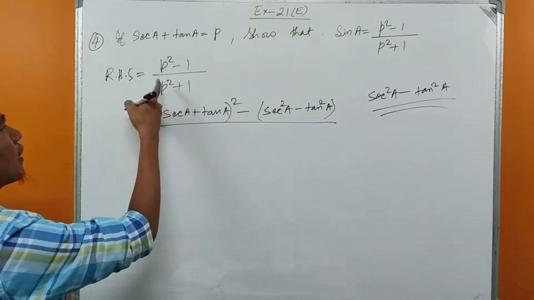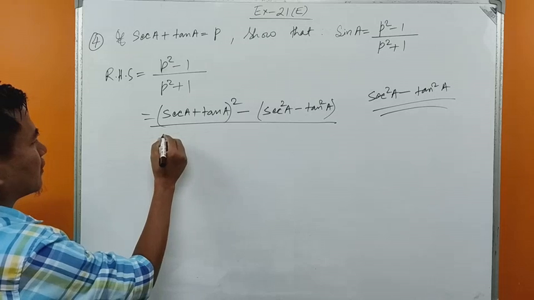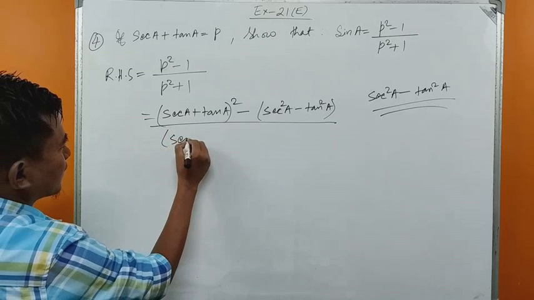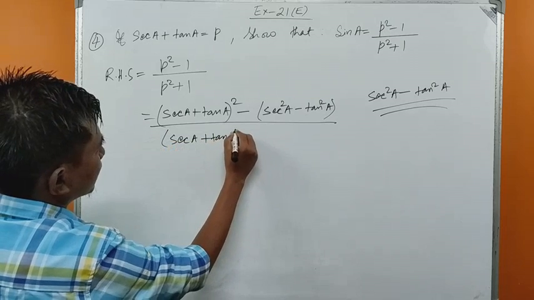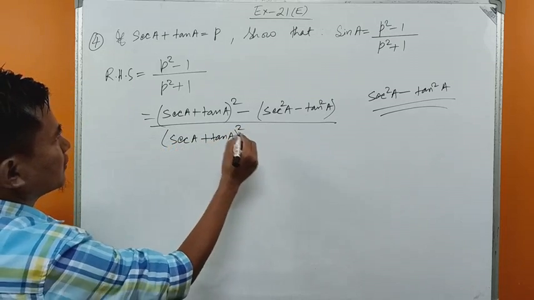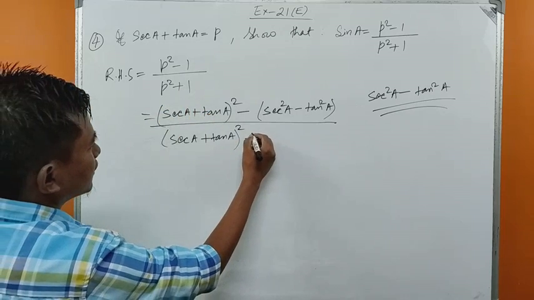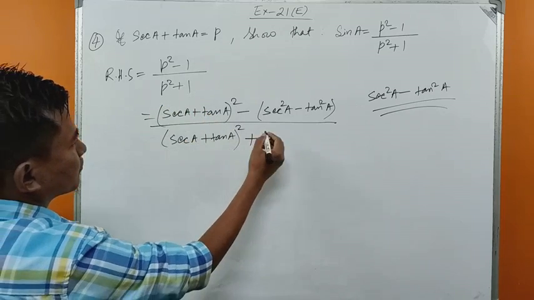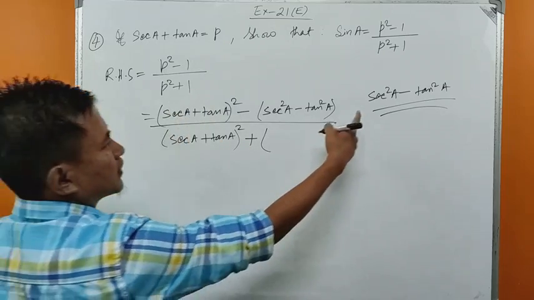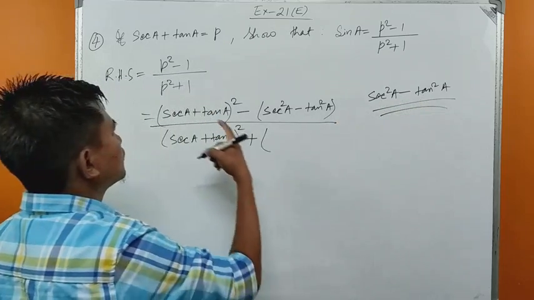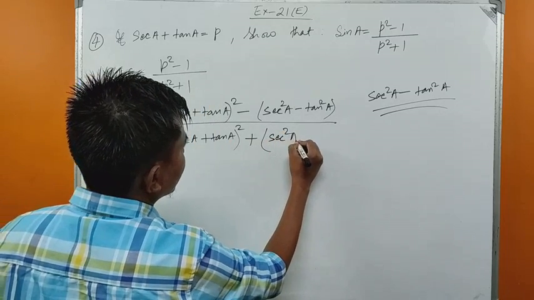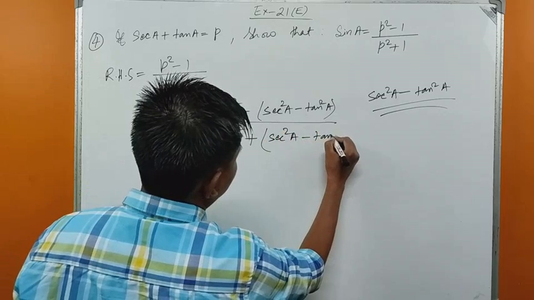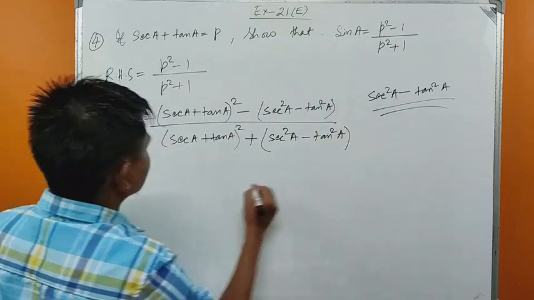Same thing, P square means sec A plus tan A whole square. Sec A plus tan A is P, and P square means this whole square. Plus, this plus comes here, and 1 means sec square theta minus tan square theta is 1, so instead of 1 I write sec square A minus tan square A, isn't it?